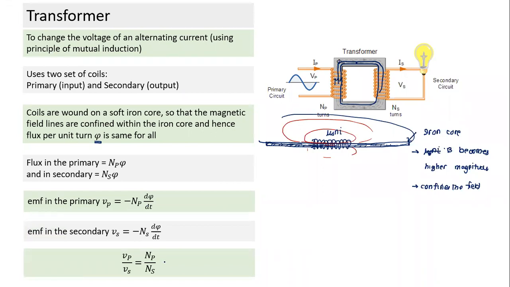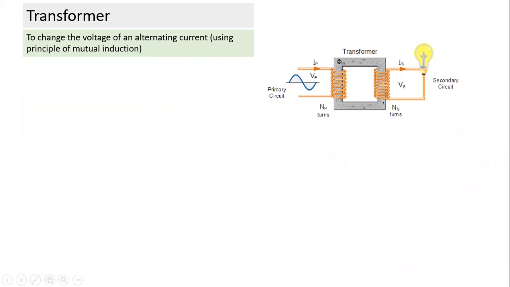That's the only key point in case of a transformer, a very simple point. So the EMF on the primary and secondary ratio is the same as the ratio of the number of turns in the primary side and the secondary side. Okay, so let's continue further here.